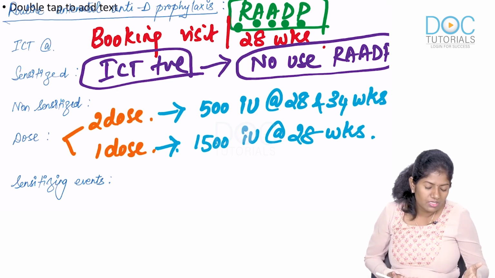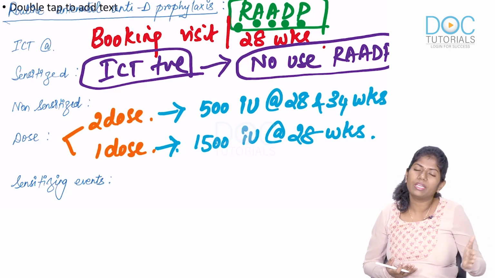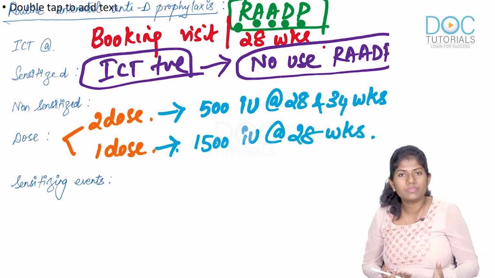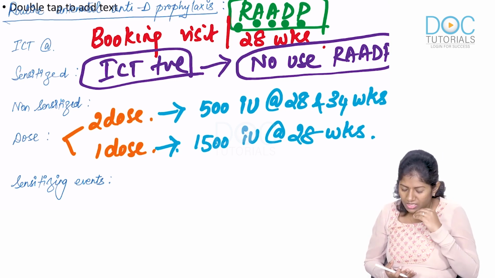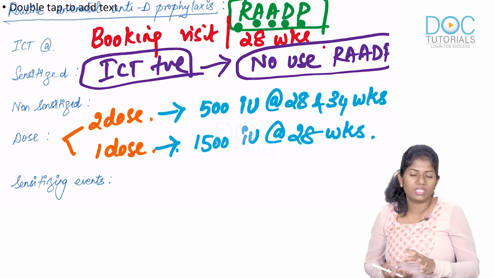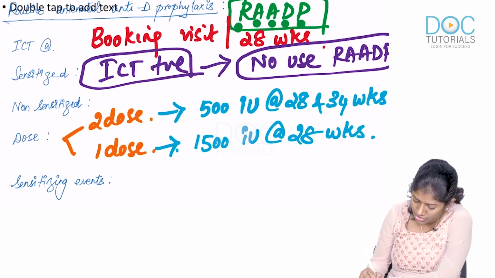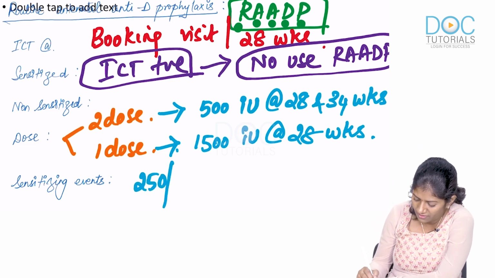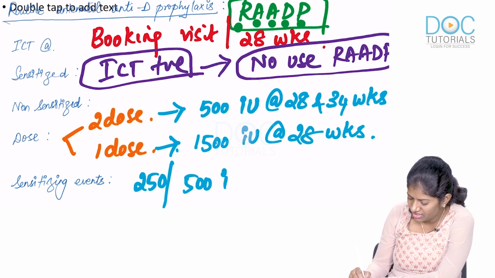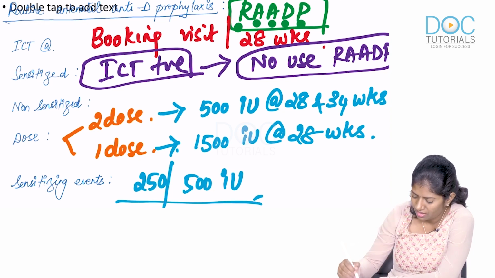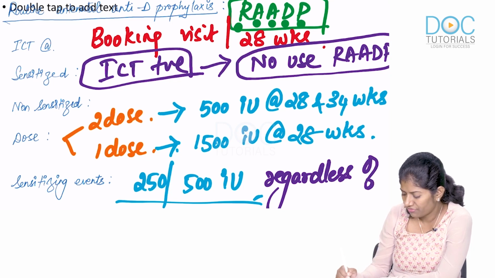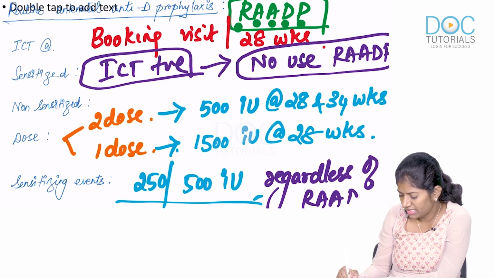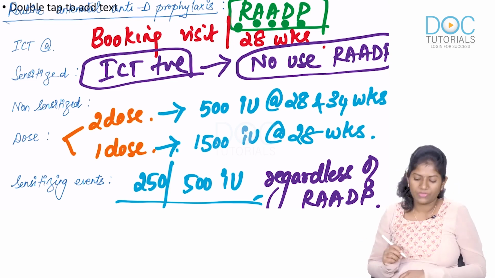So if the woman received the last RAADP at 28 weeks and comes with a sensitizing event at 30 weeks, regardless of this 2 week gap, regardless of the minimum gap, this sensitizing dose has to be given. A sensitizing event should be covered with either 250 or 500 international units regardless of routine antenatal anti-D prophylaxis.